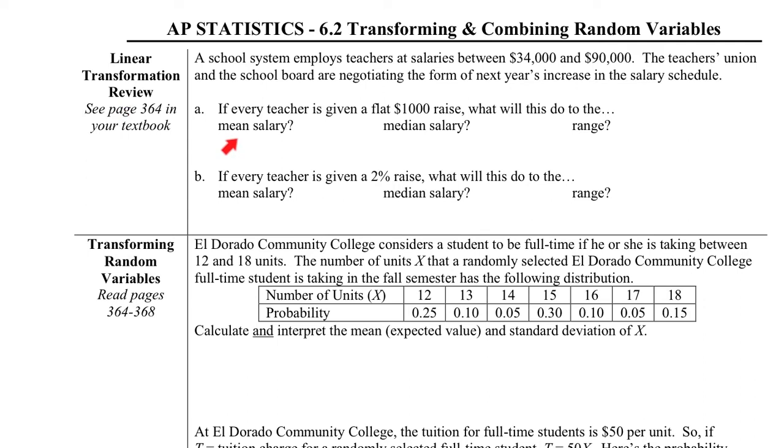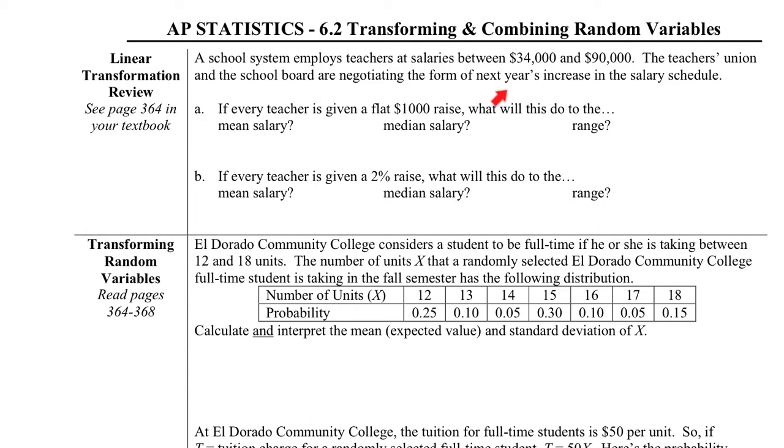We learned earlier in the year that measures of center, like mean and median, are affected differently by addition or multiplication than measures of spread like range, standard deviation, or IQR.